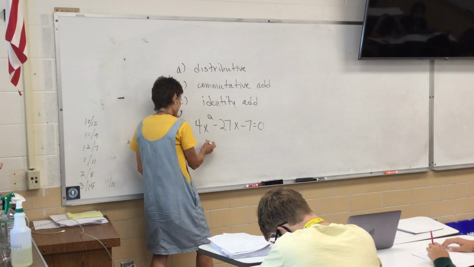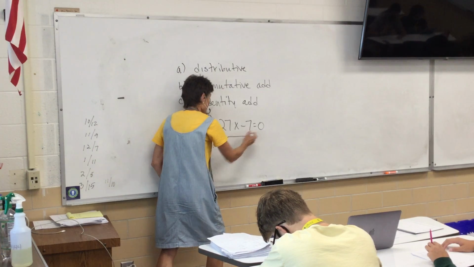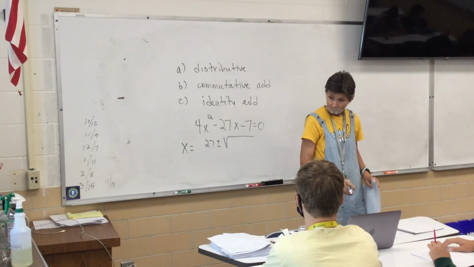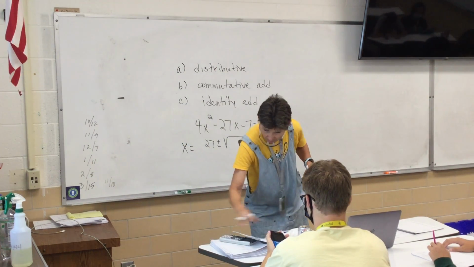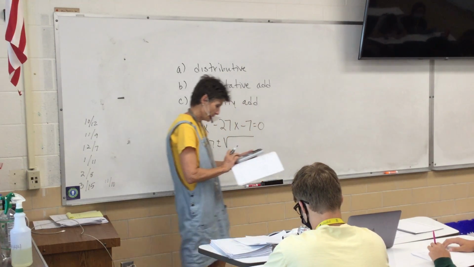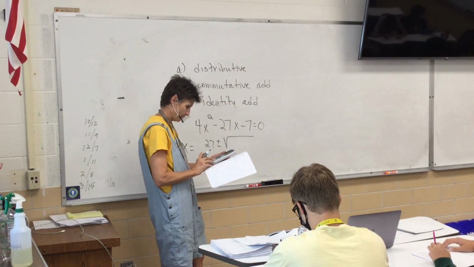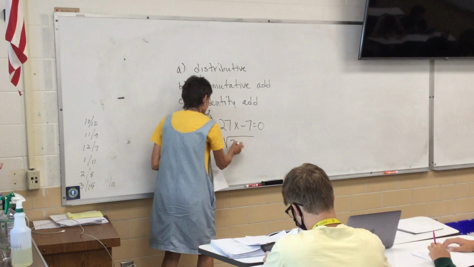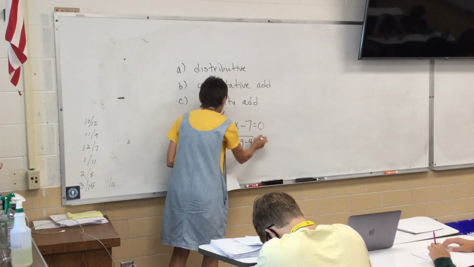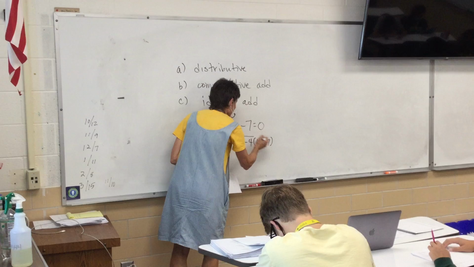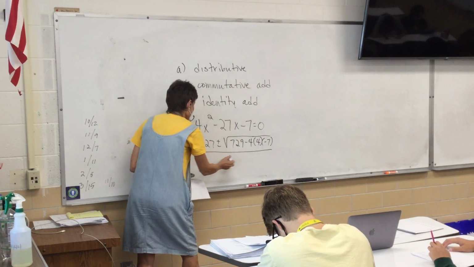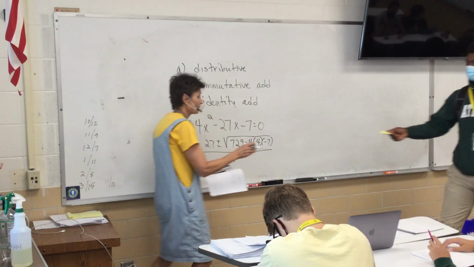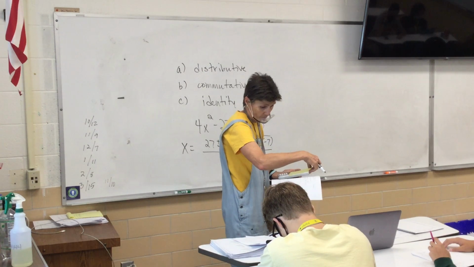So x equals negative b plus or minus the square root of, I don't know what 27 squared is. 729. Minus 4 times a times c. We need to be really careful, thank you. We need to be really careful.